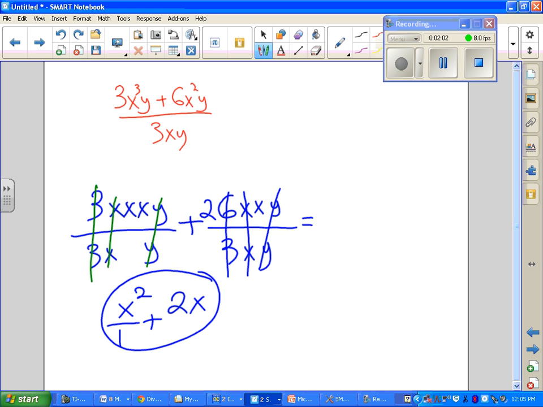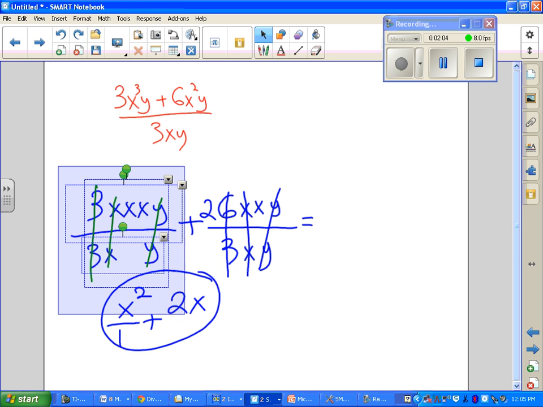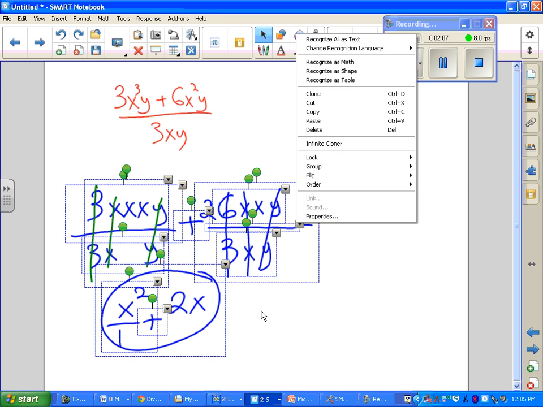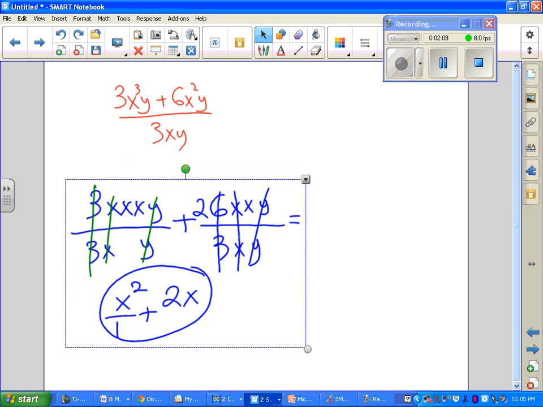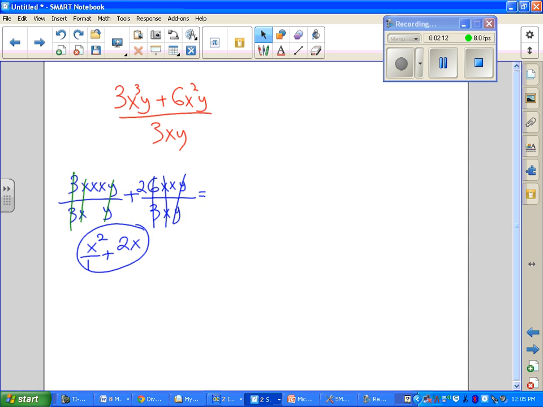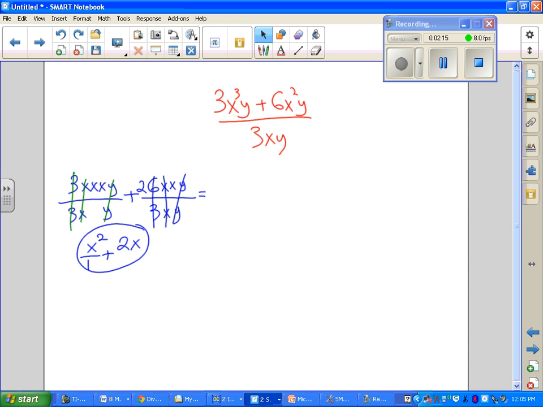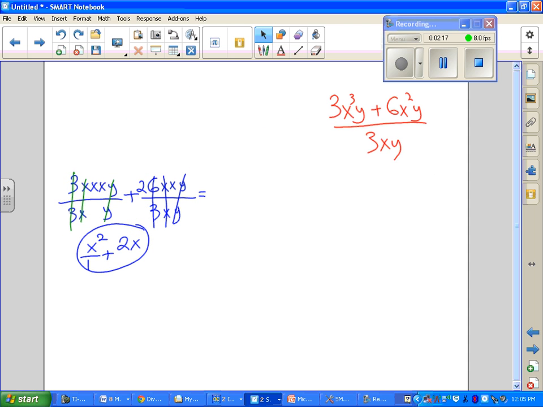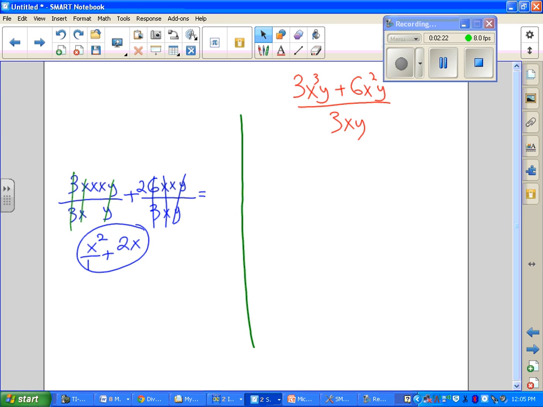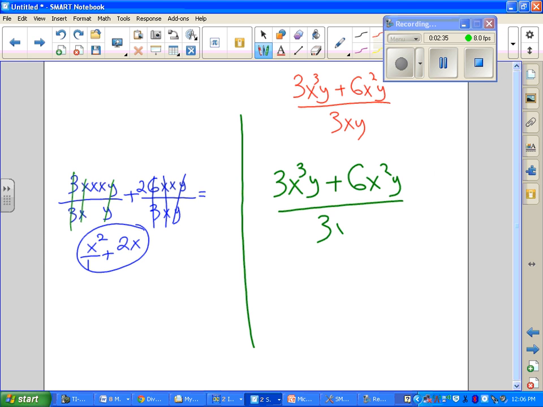X squared plus 2x. Another way to do it, let me group this together and put this over here, is to write it out, but this time use the properties of exponents. So I have 3x cubed y plus 6x squared y divided by 3x and y. Alright, it's done the same way.